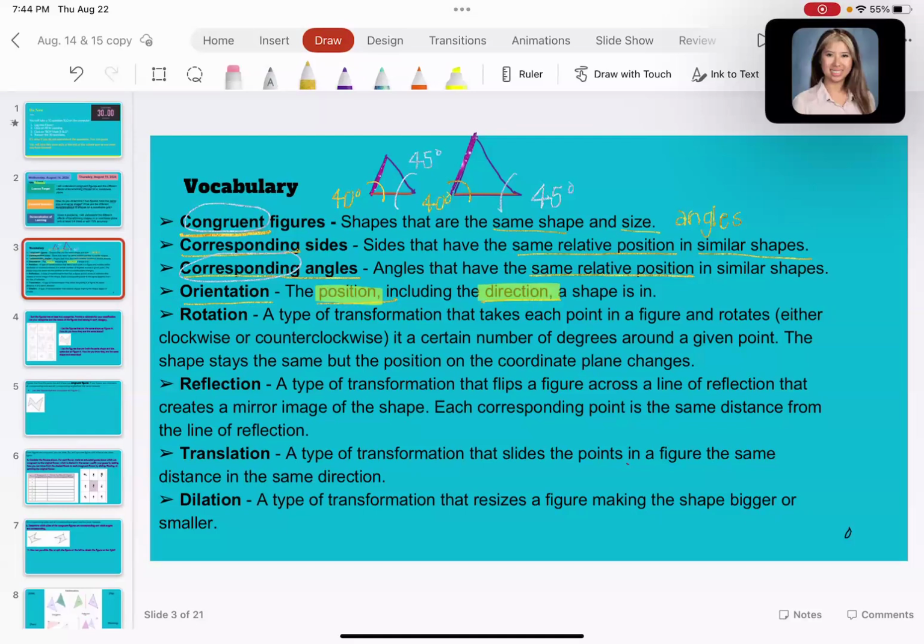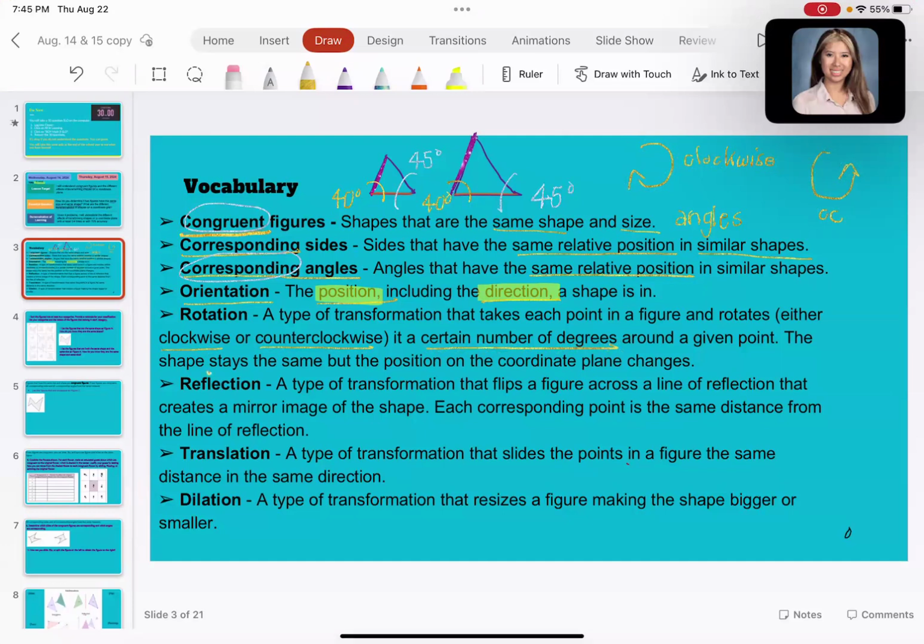The next vocabulary word is rotation. So rotation is a type of transformation that takes each point in a figure and rotates either clockwise or counterclockwise. So I'll draw what that looks like. So clockwise is the way that a clock works. This is clockwise. Counterclockwise, I'm just going to write CC to stand for counterclockwise, is the opposite of the way a clock works. At a certain number of degrees around a given point.